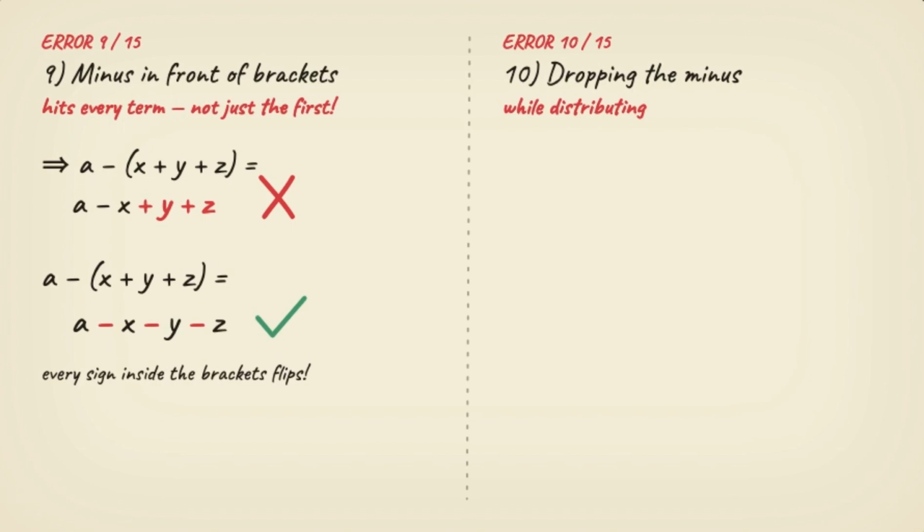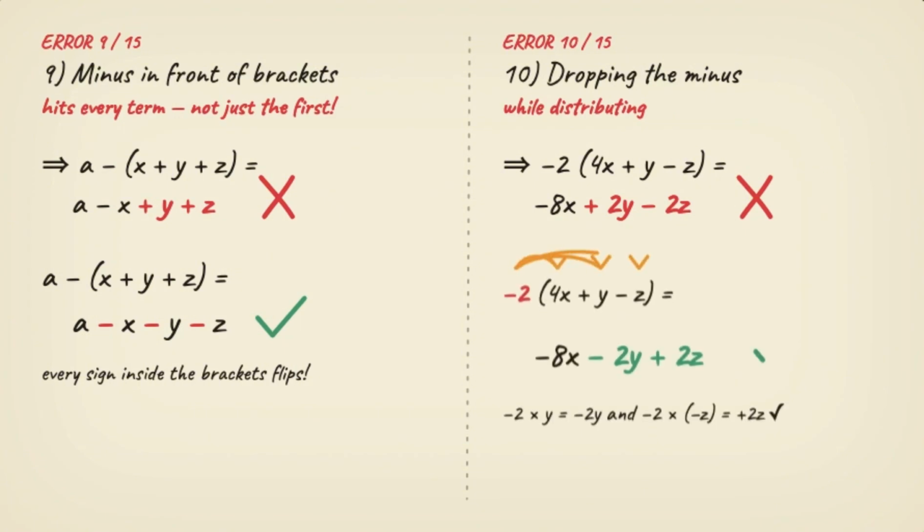Error 10. Dropping the minus while distributing. -2 times 4x plus y minus z: push the minus into every term, giving -8x minus 2y plus 2z. See how -2 times -z becomes plus 2z?